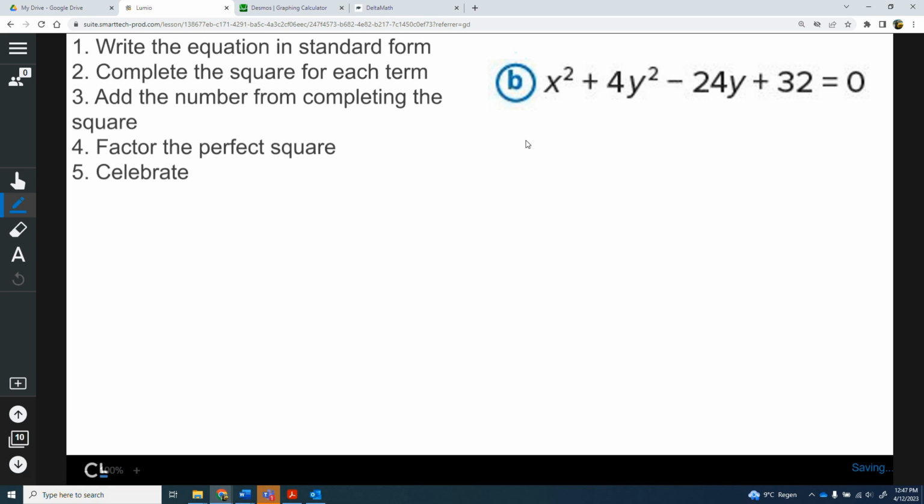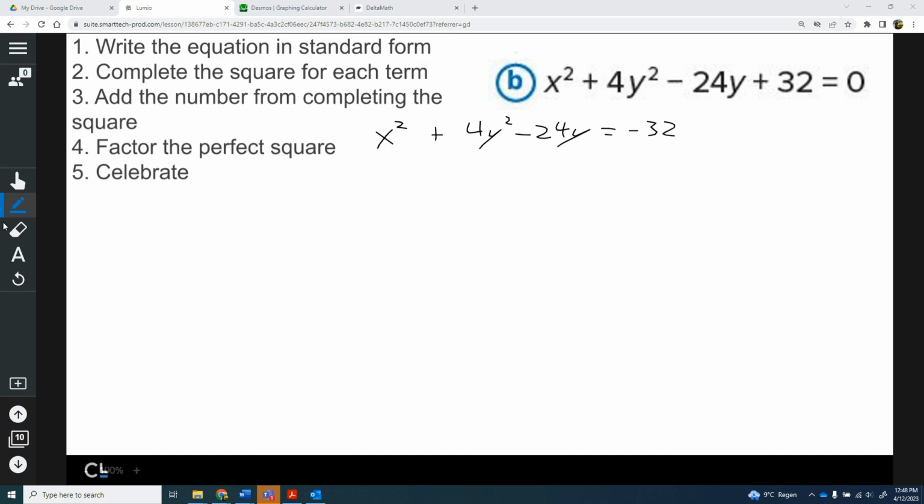Okay, another one. We'll do it together. We have x squared. Ooh, there's no x term. Okay, that's weird, but we'll keep going. Plus 4y squared minus 24y equals -32.